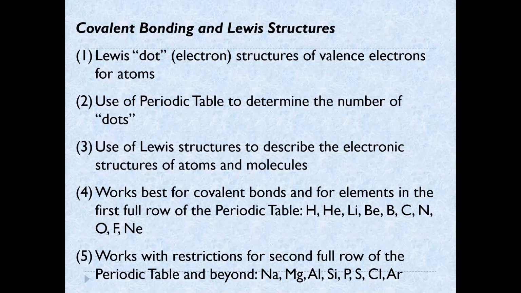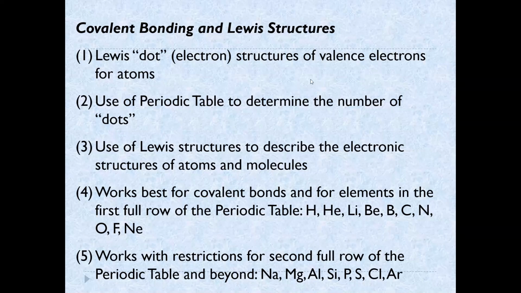How many dots will calcium have? You can type in the chat box. How many dots will calcium have in the Lewis structure? Calcium. Nobody's in the chat room. Calcium, yes, it will have 2 electrons because it has 2 valence electrons. So when you draw calcium, just put 2 dots and that will tell you that that is the valence electron.